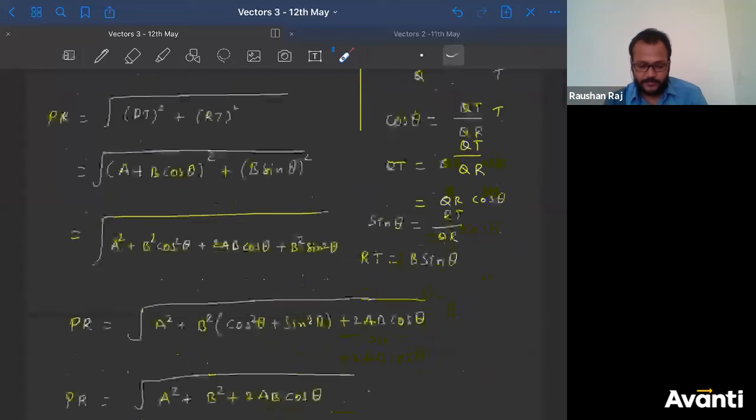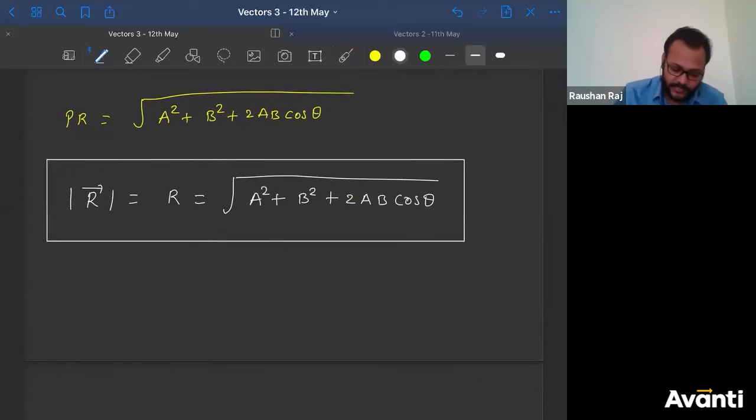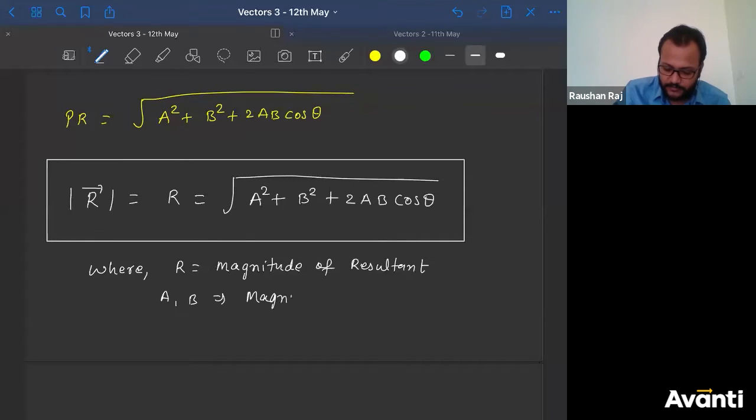Okay. So if you ask me to give you some kind of bachcha wala gyan, let me give it to you. Where, kya hai bachcha? R is nothing but the magnitude of resultant. What is R? Magnitude of resultant. What is A and what is B? They are magnitudes of vector A and vector B. What is theta? Theta is nothing but the angle between vector A and vector B.